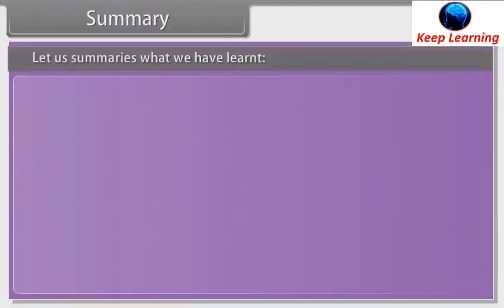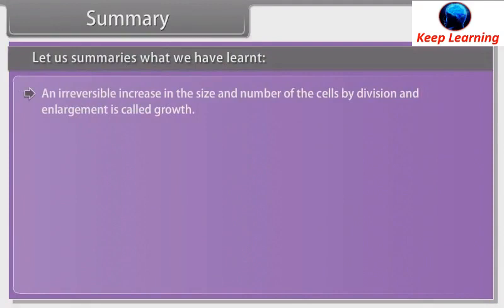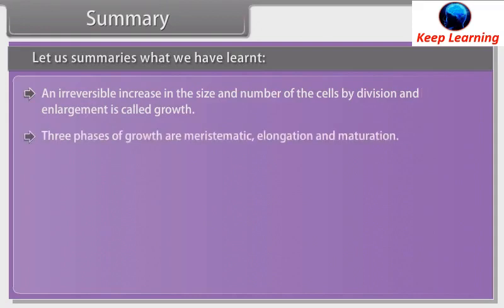Summary. Let's summarize what we have learned. An irreversible increase in the size and number of cells by division and enlargement is called growth. Three phases of growth are meristematic, elongation, and maturation.